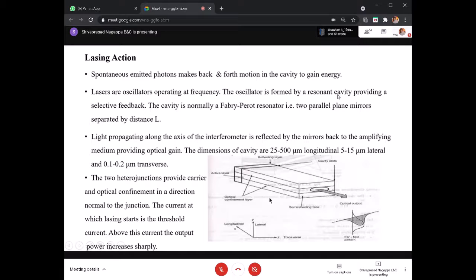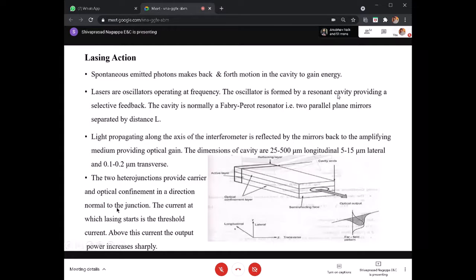Here you can see a single layer junction, single junction confinement. You can add one more layer on top of these two, top and bottom, one extra layer. So that forms two heterojunctions. These two heterojunctions, with the addition of these junctions, are going to provide carrier and optical confinement. So what is this optical confinement?